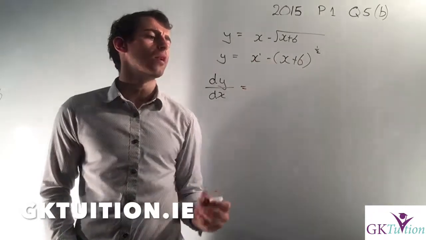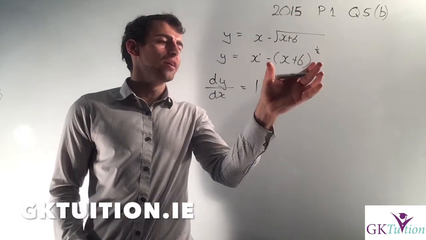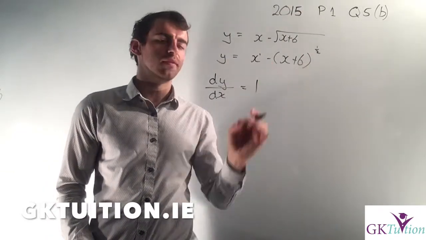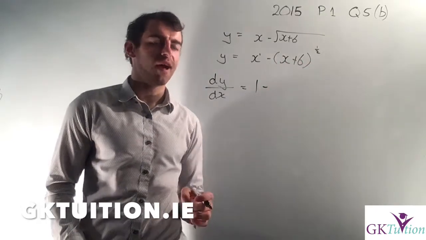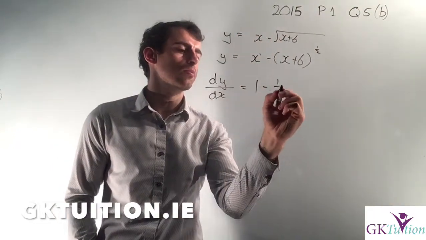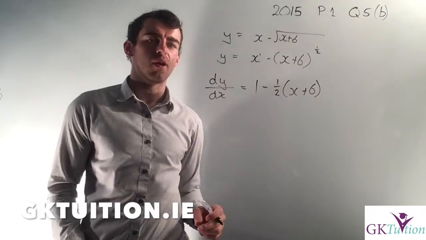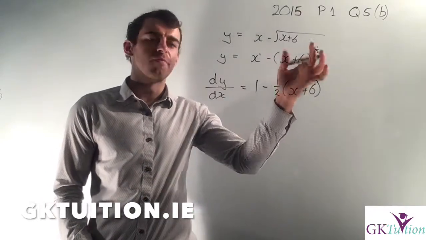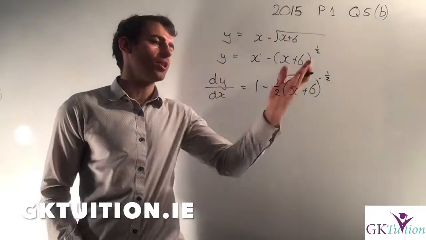So the derivative: I have x, and the derivative of x is just 1. And I can use the chain rule to get the derivative of this. So I have a minus x plus 6 to the power of a half. So I can bring my power in front. So the power comes in front, it'll be a half times x plus 6, and then I decrease the power by 1. So a half minus 1, the power will become minus a half. So that's my chain rule.